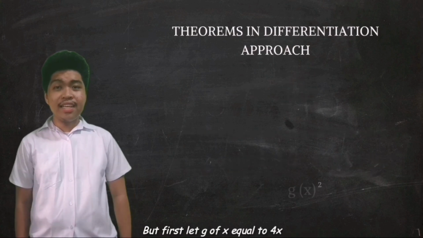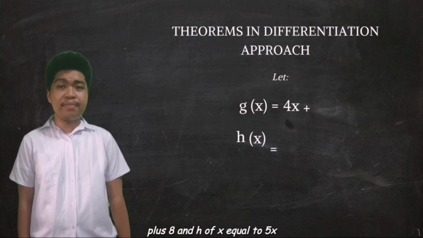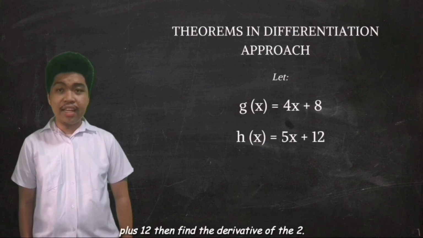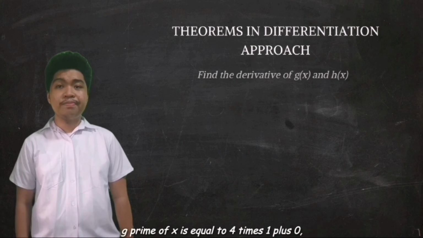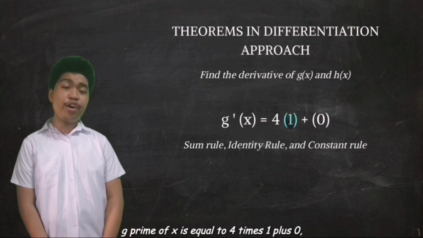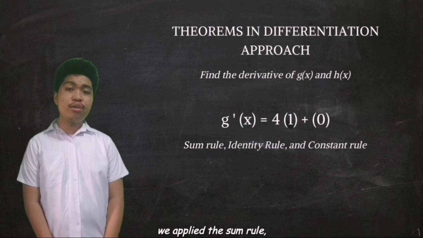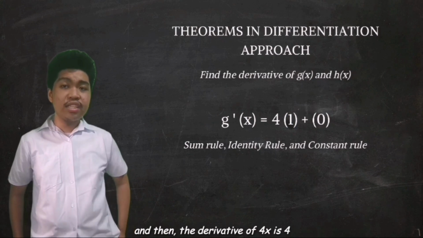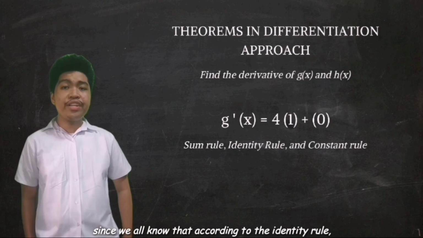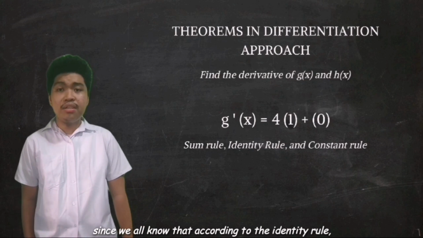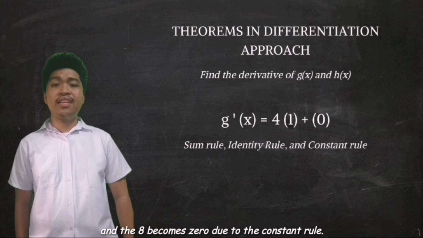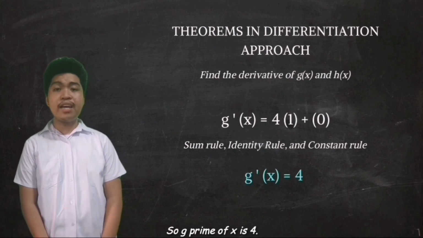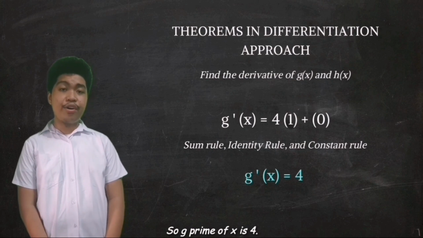But first, let g of x equal to 4x plus 8 and h of x equal to 5x plus 12. Then find the derivative of the two. G prime of x is equal to 4 times 1 plus 0. We applied the sum rule, and then the derivative of 4x is 4 since we all know that according to the identity rule, the derivative of x is 1. And the 8 becomes 0 because of the constant rule. So g prime of x is 4.